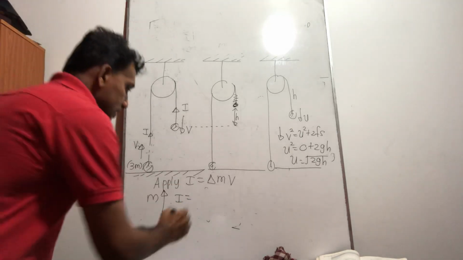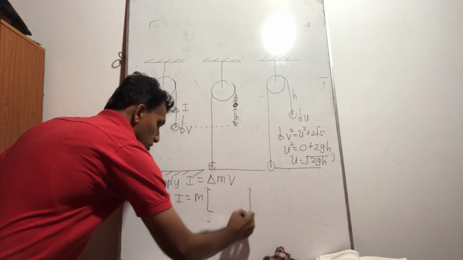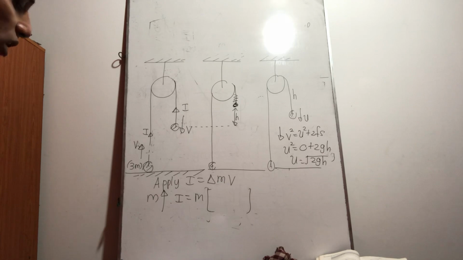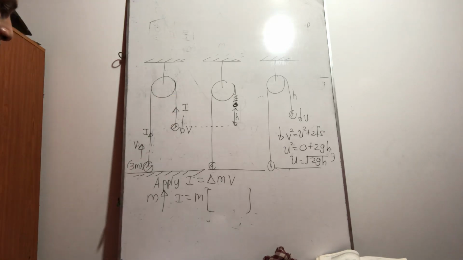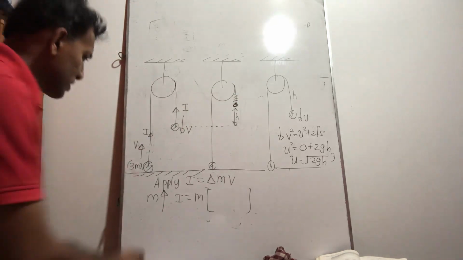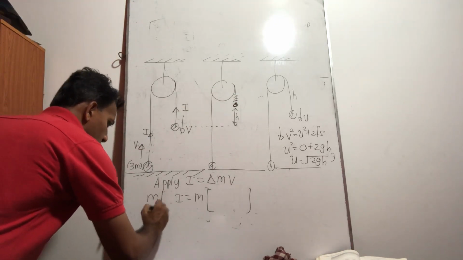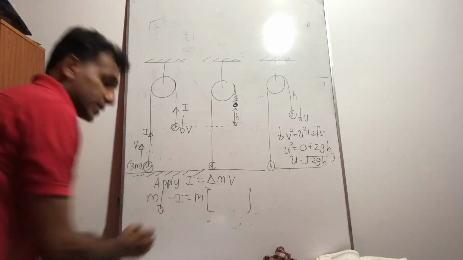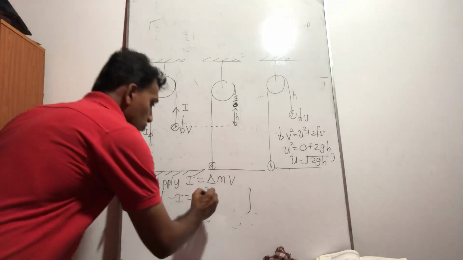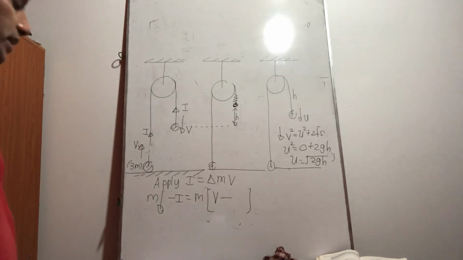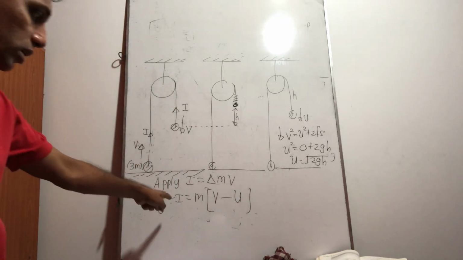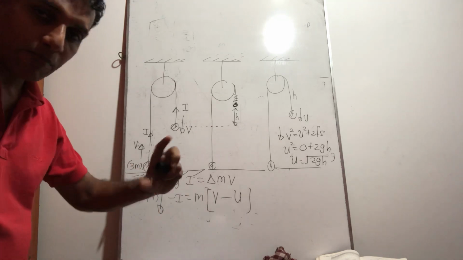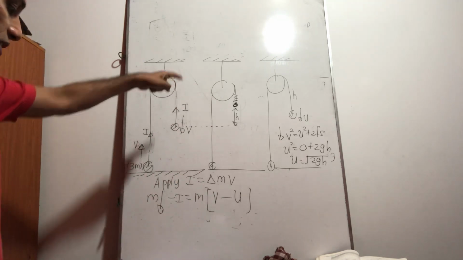What is it? Mass into final velocity minus initial velocity, the change in momentum. Final minus initial, right? Here I and V are both downwards. Whatever I apply down, therefore minus I. Final velocity V minus initial velocity U, okay? So I equal delta mv, that means change in momentum. This is the equation for the first particle.